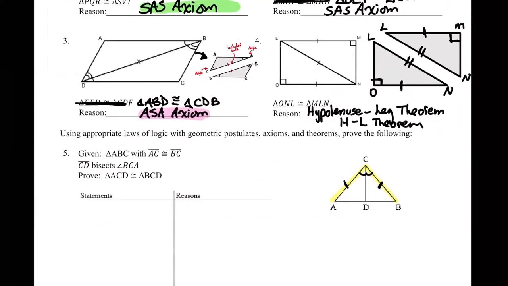So what we need to do is prove that these two triangles are congruent. We need statements and reasons. Sometimes a statement is just a given, which is really nice. All of my given statements are part of my proof. This is called a two-column proof. It's just another organizational strategy.